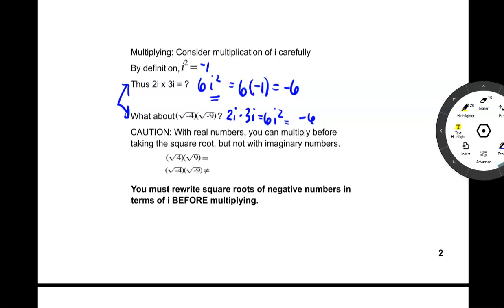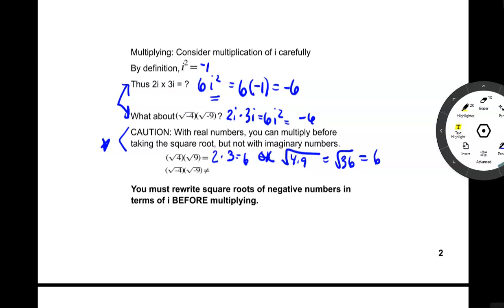With real numbers, this is an important concept, and we just saw this. With real numbers, you can multiply before taking square roots, but not with imaginary numbers. So if we were doing a problem that just had real numbers, the square root of 4 times the square root of 9, you can take the square root of 4 times the square root of 9, which is 2 times 3, and say 6, or you can keep it all under the square root and say 4 times 9 is 36, so the square root of that is 6.